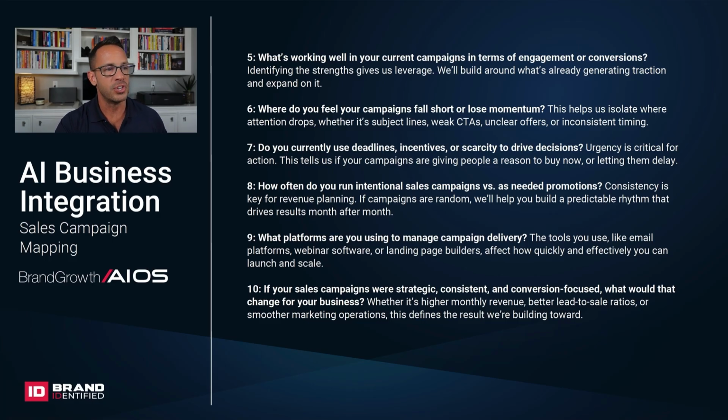Question number 8: how often do you run intentional sales campaigns versus as-needed promotions? Consistency is key for revenue planning. If campaigns are random, we'll help you build a predictable rhythm that drives results month after month. Question number 9: what platforms are you using to manage campaign delivery? The tools that you use, like email platforms, webinar software, or landing page builders, affect how quickly and effectively you can launch and scale. And finally, question number 10: if your sales campaigns were strategic, consistent, and conversion focused, what would that change for your business? Whether it's higher monthly revenue, better lead-to-sale ratios, or smoother marketing operations, this defines the results that we're building towards.